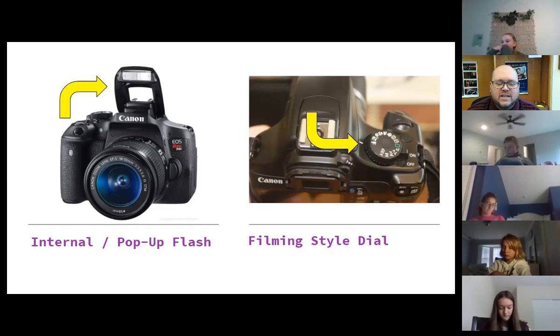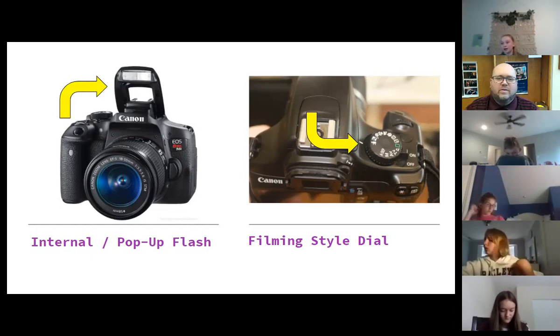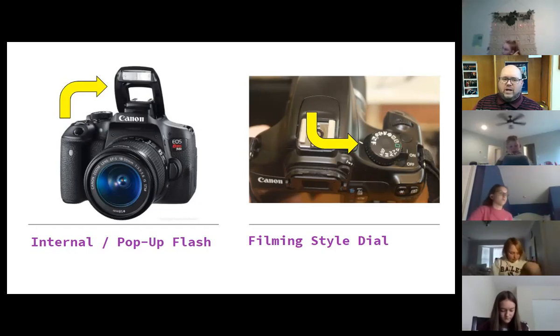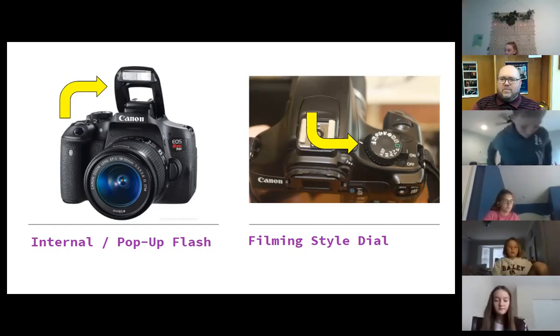Kenzie, what does that do? The filming style dial. Oh, you're on mute right now, kiddo. It's the dial that changes the setting of the camera for pictures. Absolutely. Perfect. Great job. You guys are rock stars right now. The dial is going to adjust the different presets. Okay. It's going to allow you to choose different preset settings based on the type of photography that you're going to do.